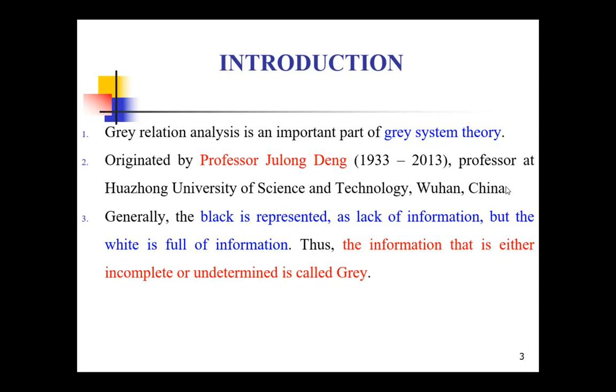Depending upon the value of gray, whether it is close to 0 or close to 1, the amount of information that is available in the data can be interpreted. So a system that has incomplete informations is known as gray system. A system that has zero information or no information is a black system. A system that has full of informations is known as white system. But we are having data which has insufficient informations. So that kind of systems are known as gray systems.